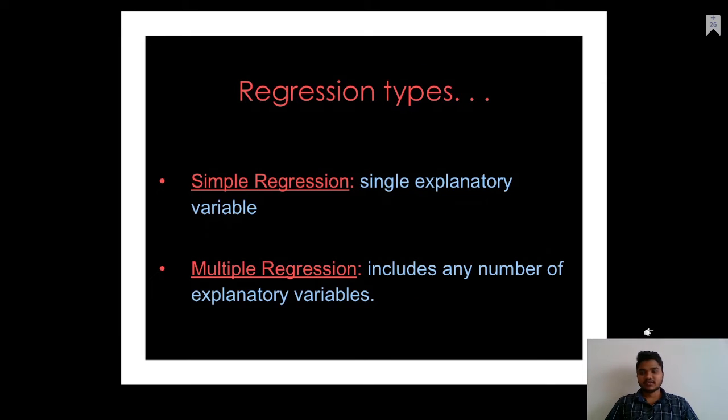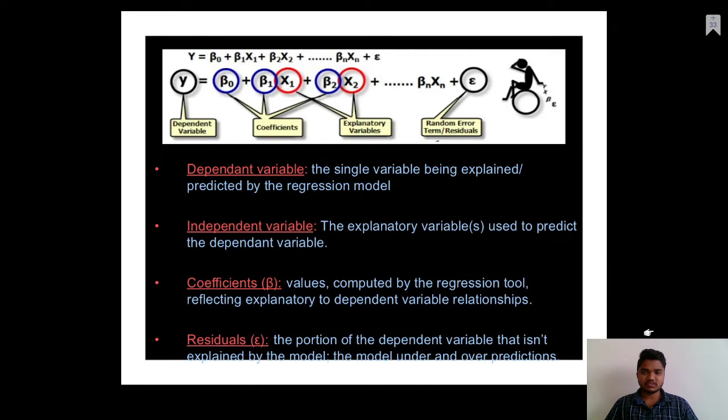Types of regression. There are two types of regression, that is single regression and multiple regression. Single regression has only a single explanatory variable, whereas multiple regression has one or more explanatory variables. Here you can see the equation y = beta naught + beta 1 x1 + beta 2 x2 + and so on, beta n xn + epsilon.